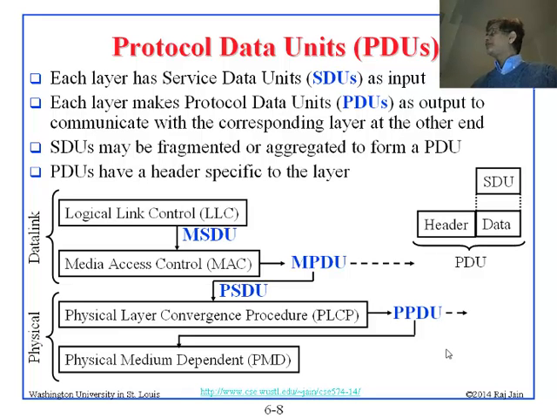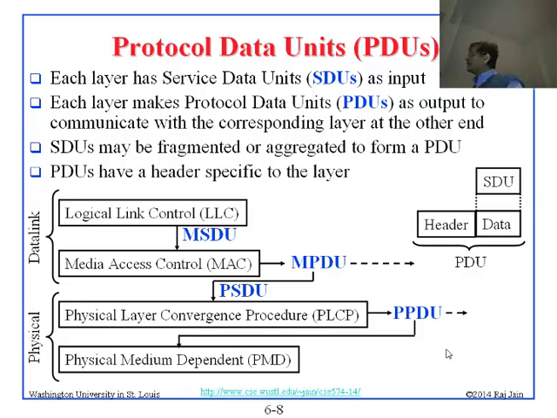Generally, the PDU doesn't go to the next neighbor right away. It goes to the next layer below, and therefore it becomes the SDU for that layer. Right? So MPDU becomes PSDU, and PPDU becomes, whatever it is, right? Next layer. So this is how the PDUs and SDUs flow.